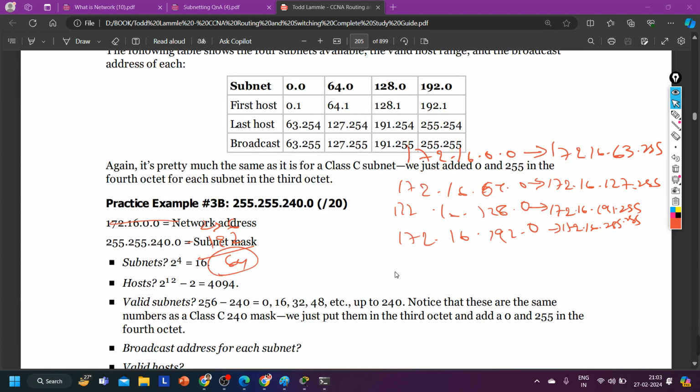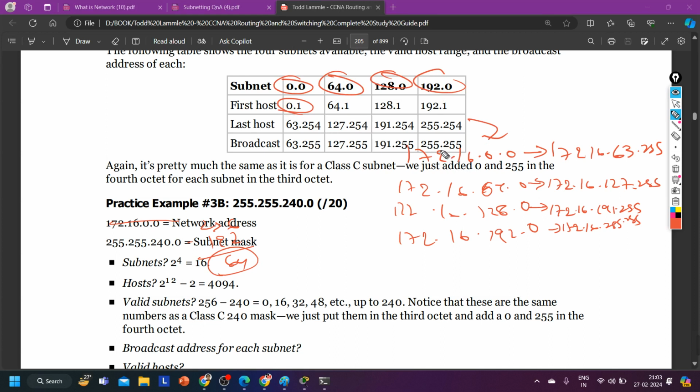And in the table also you can verify it. Last IP means the broadcast IP, and last valid IP address means the one just before the broadcast. So in the table you can see the first network, second network, third network, fourth network.